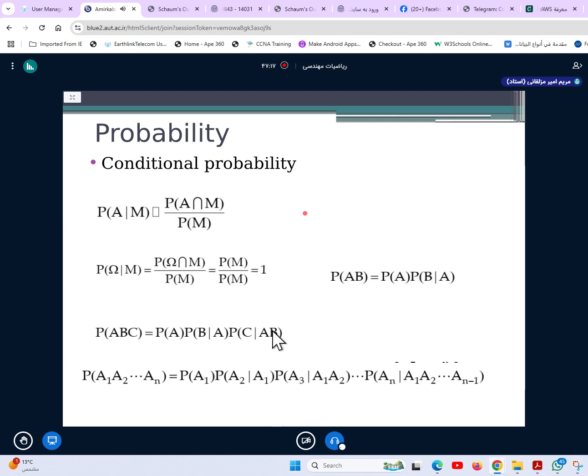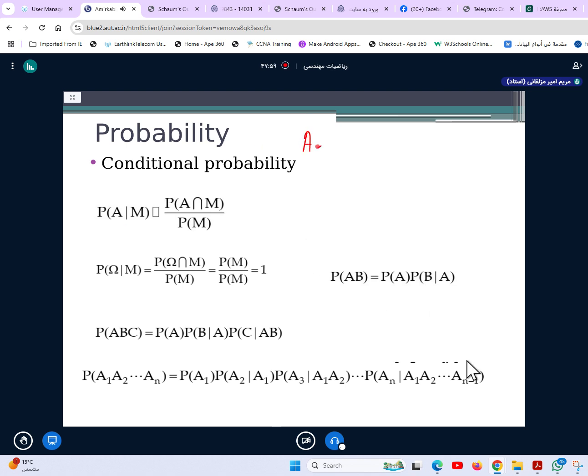Okay, next slide. This slide is very important. In this slide, we talk about conditional probability. What's the meaning of conditional probability? For example, the probability of event A given M. It means that if we know that the event M has occurred, then what's the probability of event A? Given M, what's the probability of A?